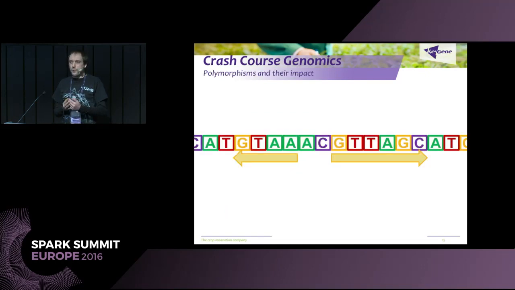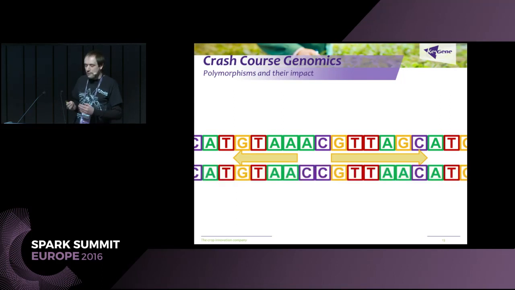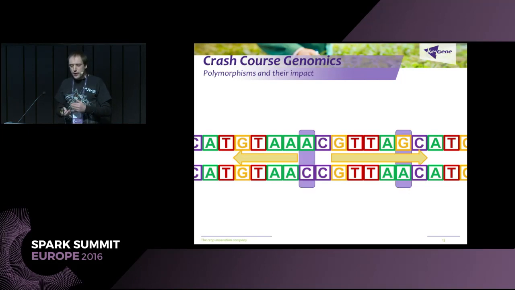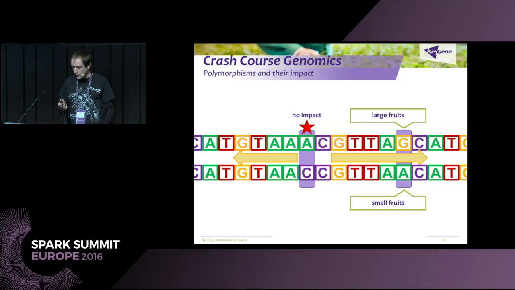Now, what we are interested in, of course, is to find differences between individual genomes. So, for example, if we have a genome here with the two genes you just saw, and we have another individual with a very similar but slightly different genome, we're interested in these little differences between those two, because these differences can have an impact. For example, if we are looking at the gene for fruit size, this individual could have very large fruits, and this individual could have very small fruits. And that is determined by these variations in the genome, the polymorphisms as we call them. There could also be polymorphisms anywhere outside the genes, and they generally have no impact on what the individual will look like.